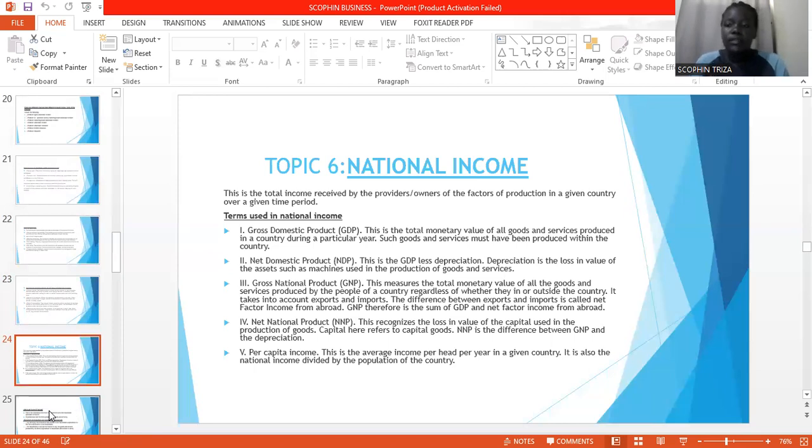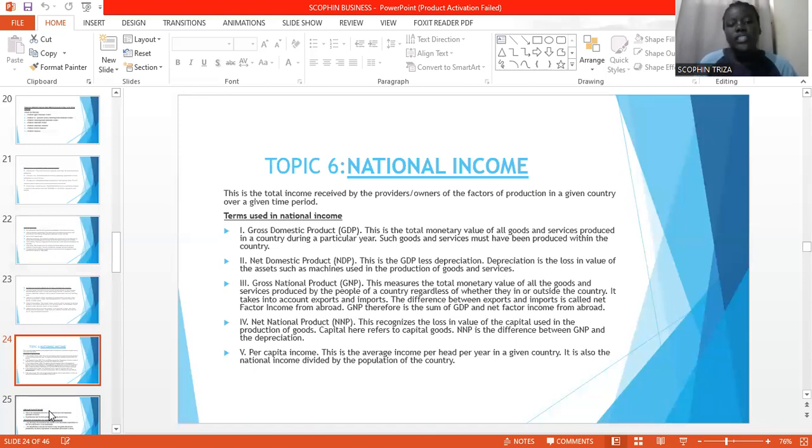Now, these are the terms that are used in a national income. We have gross domestic product, the GDP. This is the total monetary value of all goods and services produced in a country during a particular year. Such goods and services must have been produced within the country. Domestic.